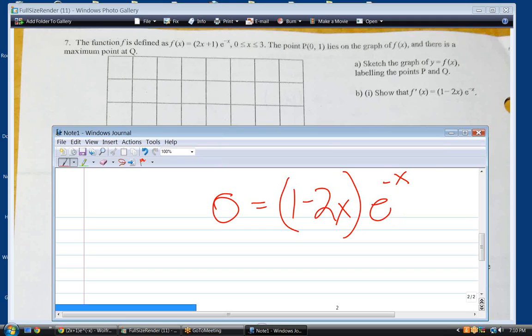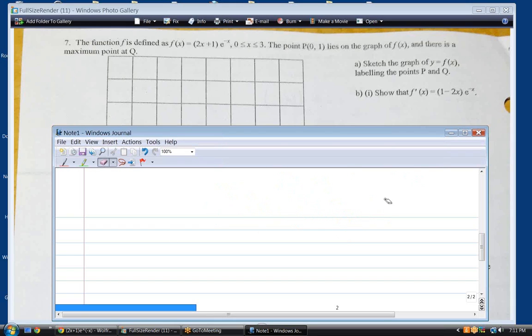Oh, wait, hold on. For B, part 2, that's when they want me to find the exact coordinates. Well, for A, it says label the points P and Q. How can we label Q without knowing its exact coordinate? I mean, it doesn't say no graphing calculator. No, all right. It doesn't really matter. In other words, we're going to do all of these steps. Let's go ahead and take the first derivative. Let's start there. Since we have to do B at some point.